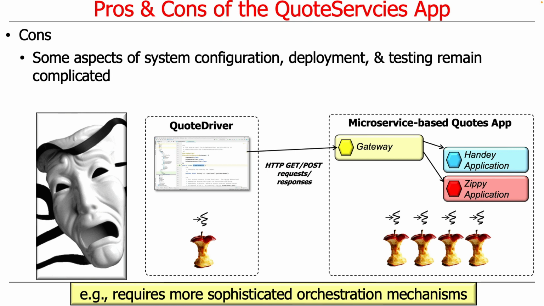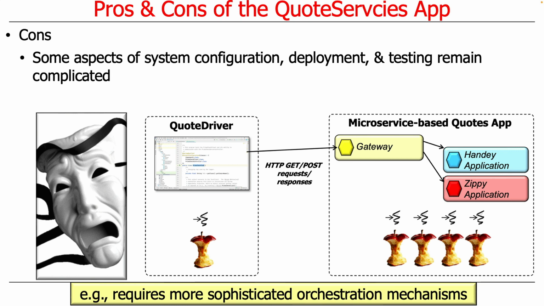There are some downsides here. Most notably, now that we've got a bunch of microservices and an API gateway, all of a sudden certain things are more complicated to do. So configuration, deployment, and testing get to be more complicated, because you have to figure out a way to deploy these on the different computers you want them to be on. So the fancy word for this is you need more sophisticated orchestration mechanisms. A good example of an orchestration mechanism would be Kubernetes. Docker has similar types of things as well. So in a real production system, you would be using those.